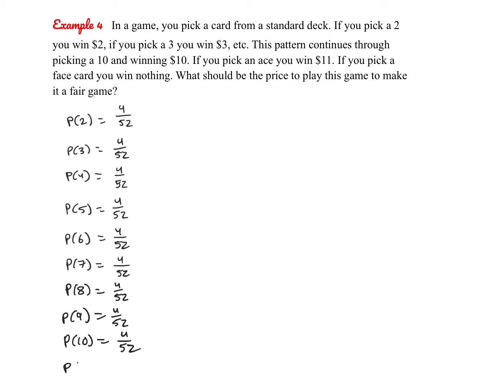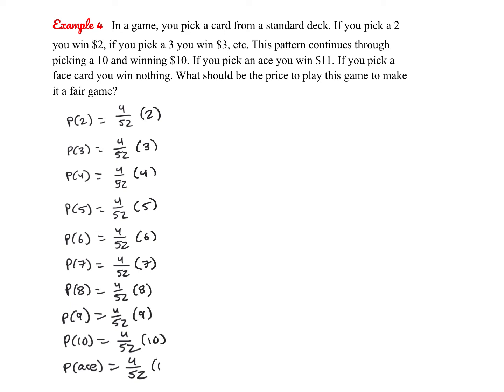Okay, and then remember the probability that you pick an ace is still 4 out of 52. Okay, and then for each one, each of these different events, there's a different payout. So for this first one, we're going to multiply it by 2 because you win $2. Here we win 3, 4, 5, 6, 7, 8, 9, 10, and $11. And then remember for the face cards, you win none. So the probability, you could write it out and then multiply it by 0, but since you're not winning anything for those, we just don't even need to include it.